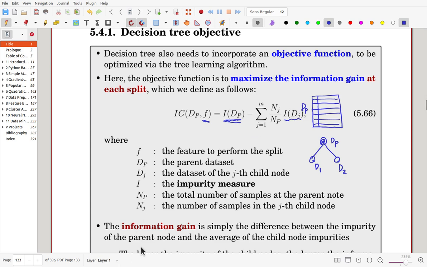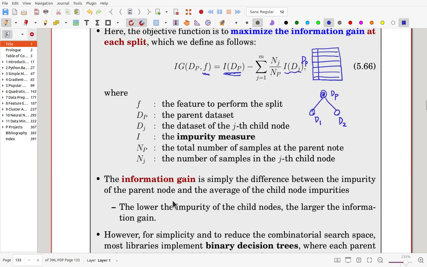So here, information gain is simply the difference between the impurity of the parent node and the average of the child node impurities, and we'll optimize it. The lower the impurity of the child nodes, the bigger the difference, so the information gain becomes larger. The larger the information gain, the better.